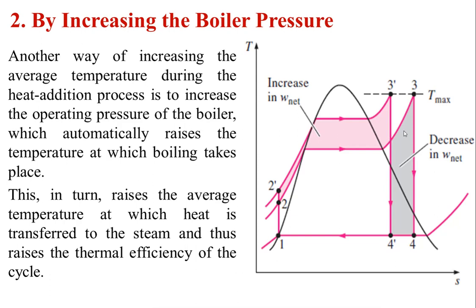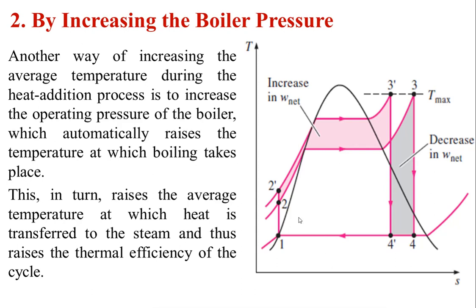But due to the shift of this line 2 to 4 from here to 3 dash to 4 dash, this much area we are going to lose here. That means this much work we are going to get less. So this is one of the methods to increase the Rankine cycle efficiency. But compared to this increase in area, this decrease in area is lesser.